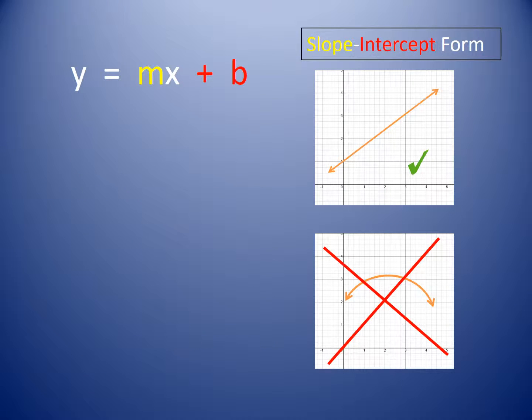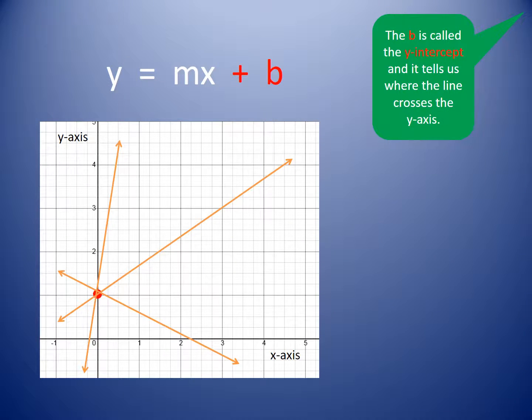One thing to remember about these equations is that these are linear equations, meaning the graph of them is a straight line. You'll never see any curves in graphs of equations that are in slope-intercept form. The b component of the equation is called the y-intercept, and it simply tells us where the line is going to cross the y-axis. It doesn't tell us anything about which way the line is pointing. All it tells us is that this line is going to cross the y-axis at this point.